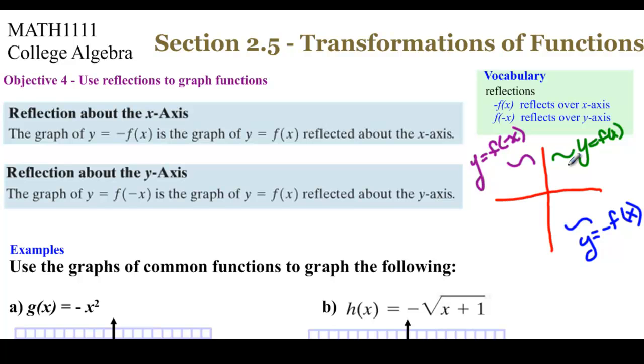Also, whenever you're doing transformations, if there are multiple steps, make sure that you do the reflecting first, then do the rest of the transformation.